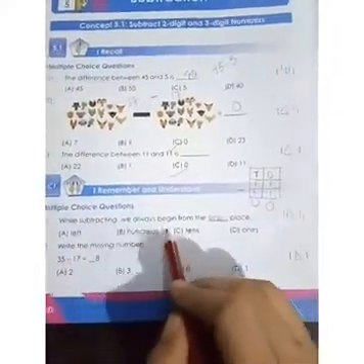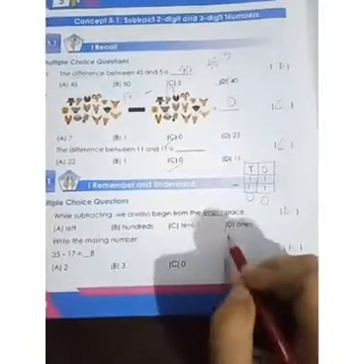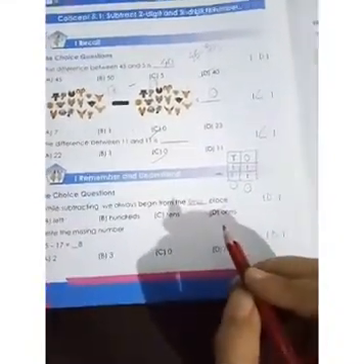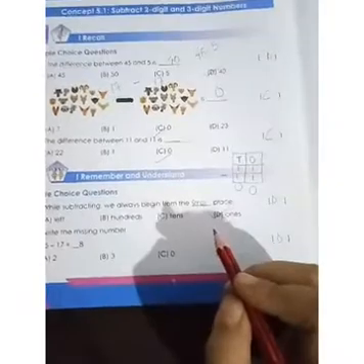Question number 4. While subtracting, we always begin from the ones place. That is D. Addition or subtraction, we start from the ones place.